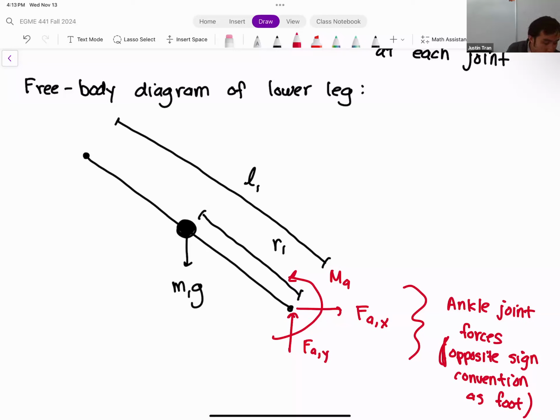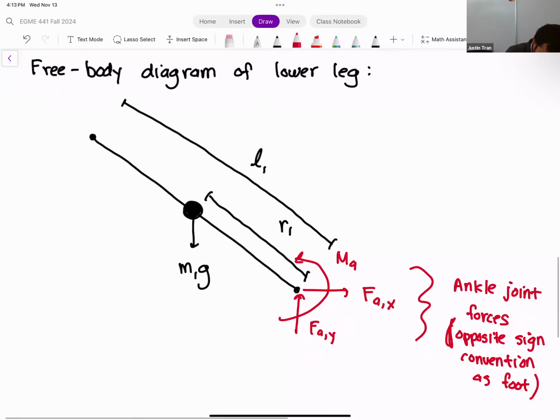Now for the knee joint, we're going to have net forces at the knee joint as well. This is the first time that we're seeing the knee joint forces in this problem, and so I'm going to put those in the negative direction. So I have FKY going down, FKX going to the left, and then I have MK going clockwise.